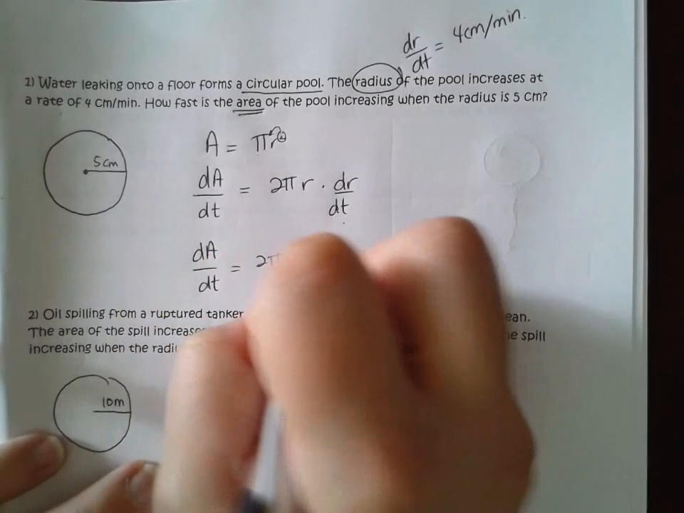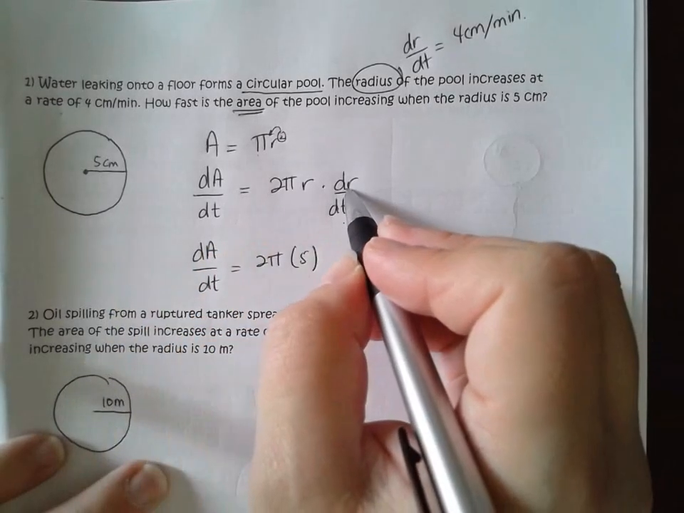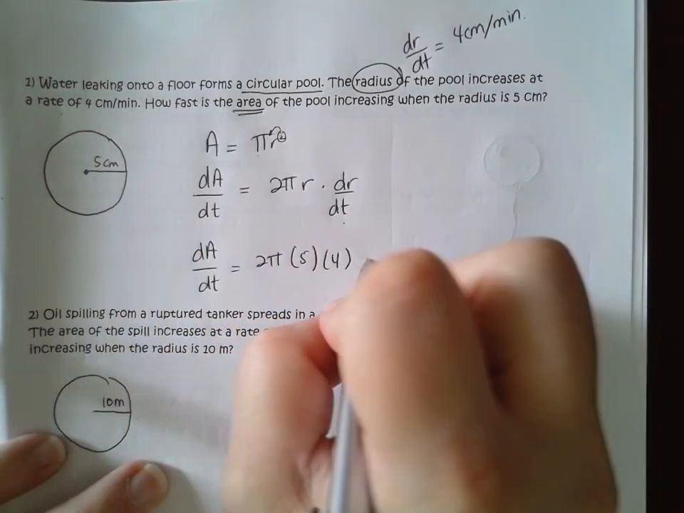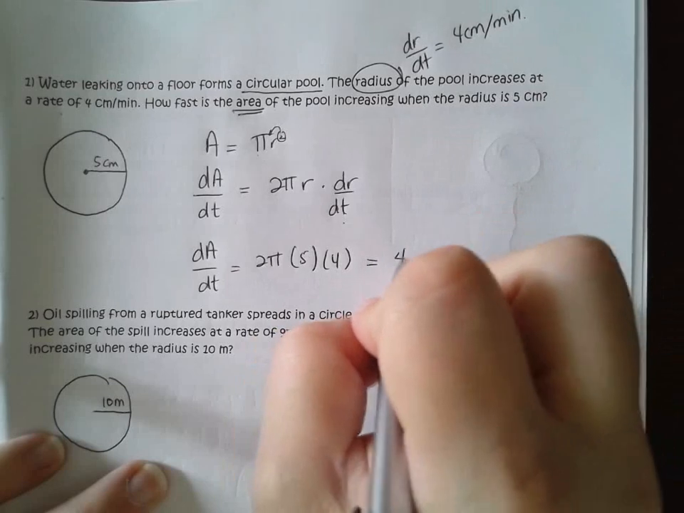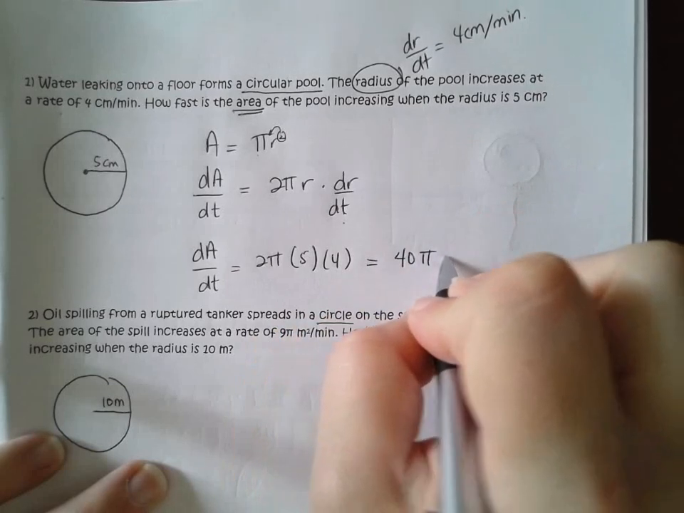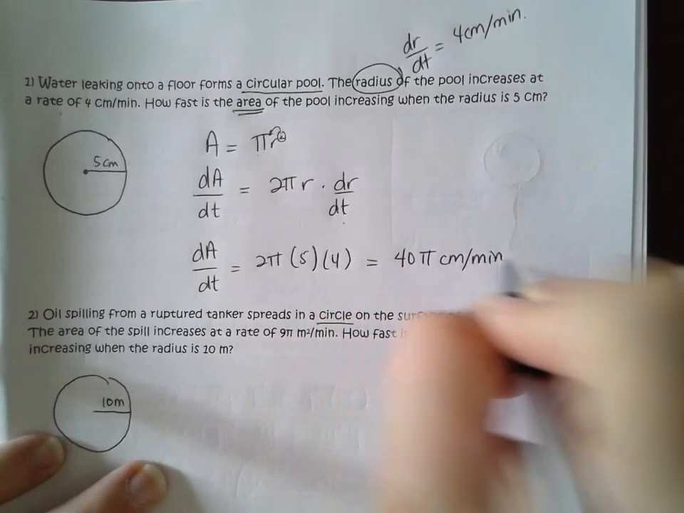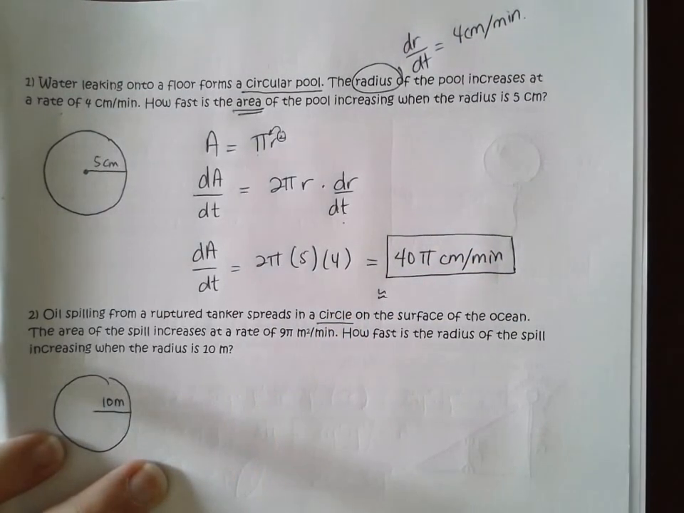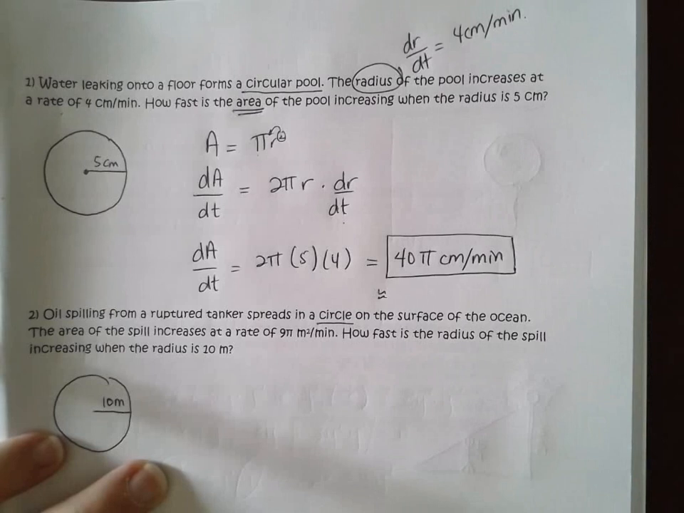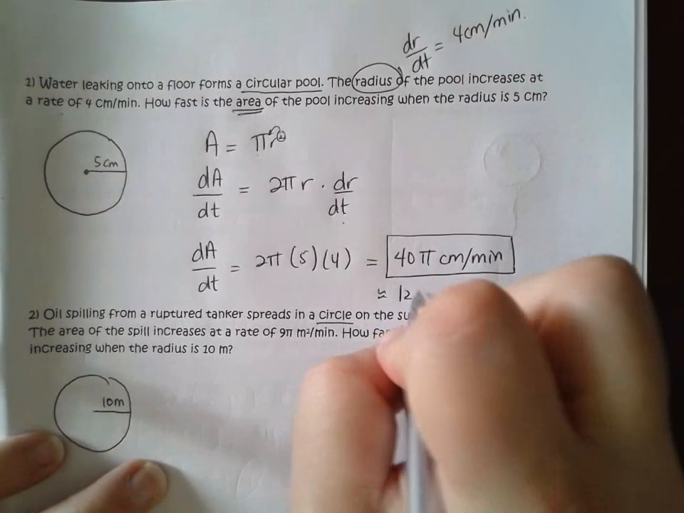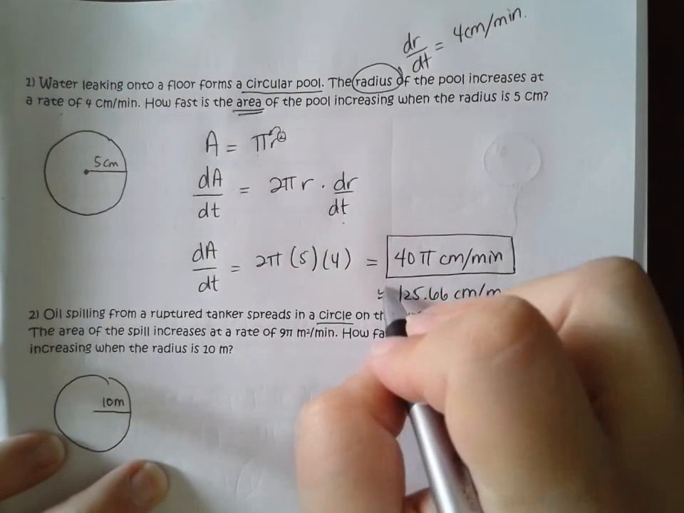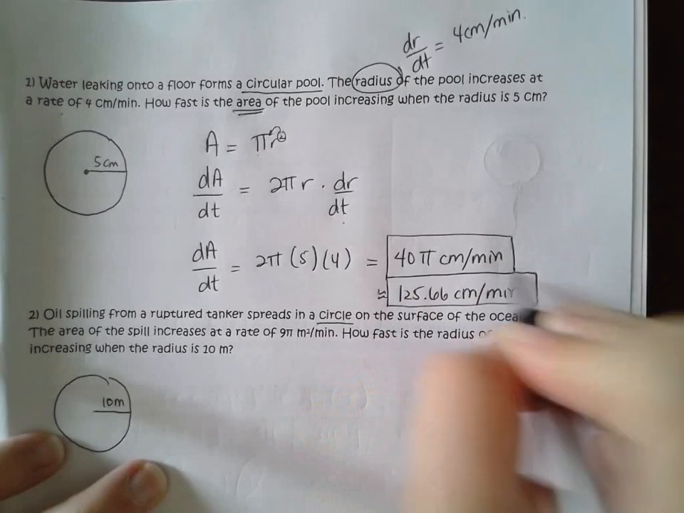My radius at this point is 5. My rate that the radius is increasing over time is 4. So when all is said and done, this is 40 pi centimeters per minute. That's your exact answer. It is approximately equal to 125.66 centimeters per minute. Okay.